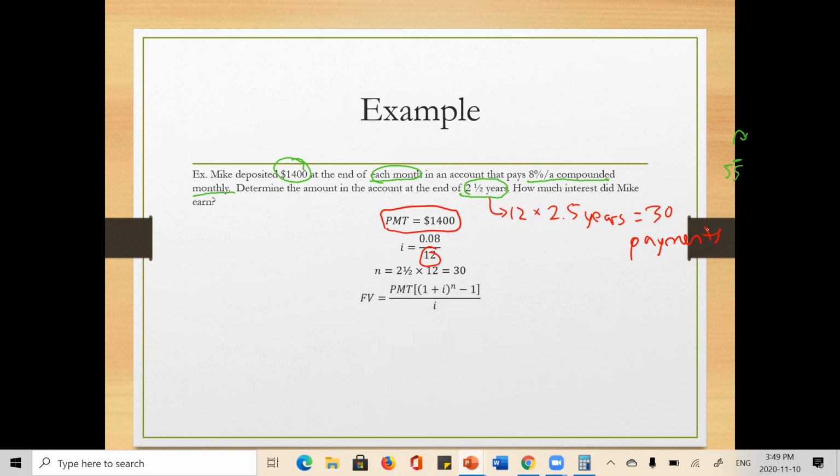So we sub this into our formula. So we have 1 plus 0.08 divided by 12. Now you can figure out what 0.08 divided by 12 is, or you can just put it into the formula there. And we're going to do it all in one big step. And then we are going to raise that to the power of 30, minus 1, and then divide by 0.08 divided by 12. This is where it gets a little bit tricky.